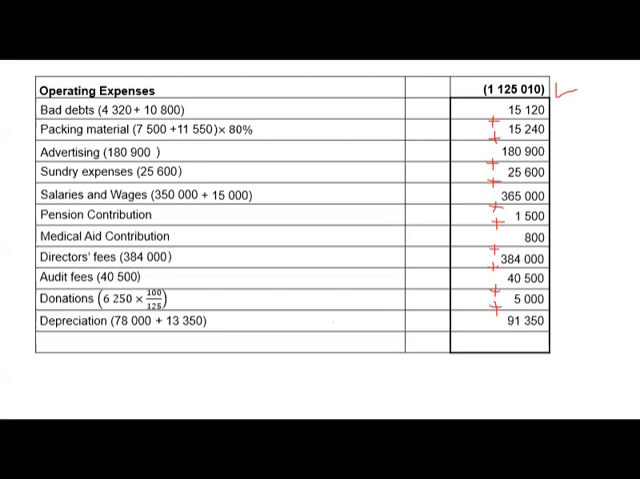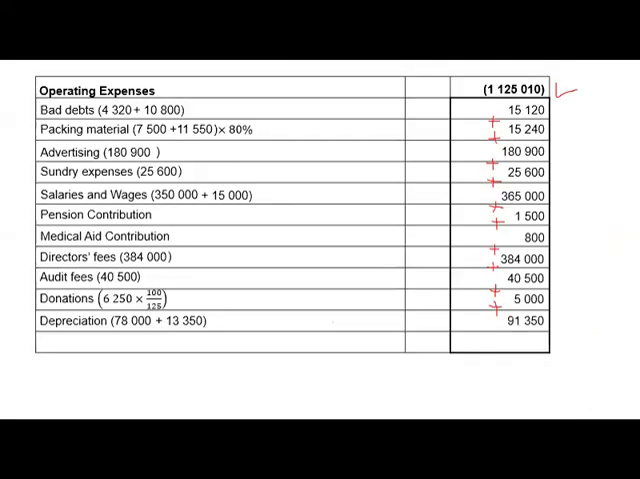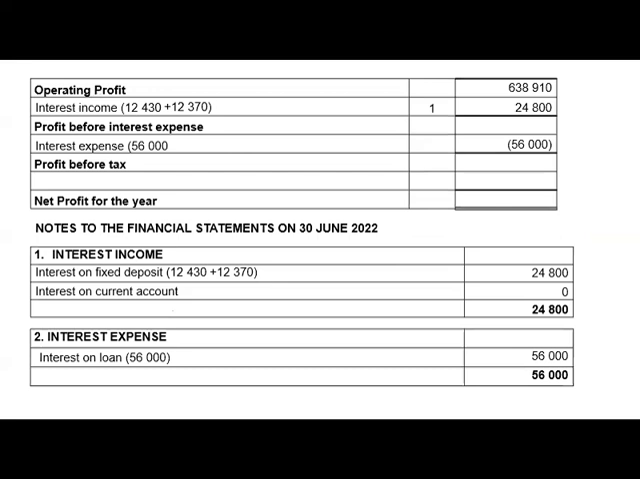So all I'm going to do is to take my gross operating profit, this one here, and subtract my operating expenses, which is that one over there. That will give me my gross operating profit, which is the 38,910. Then you add your income. It'll give you your profit before interest expense. And once you get your profit before interest expense, it will be 663,710. You will minus those 56,000, which is your interest expense, and it'll give you your profit before tax.